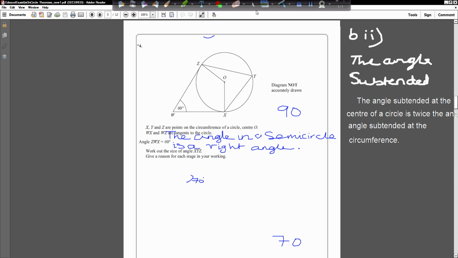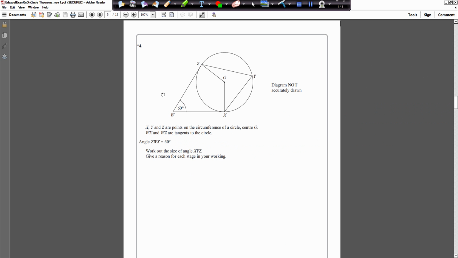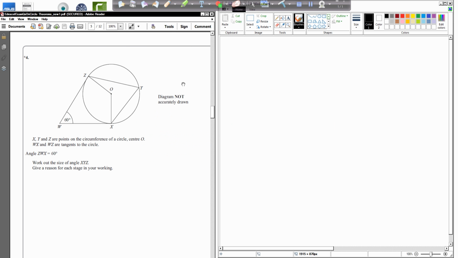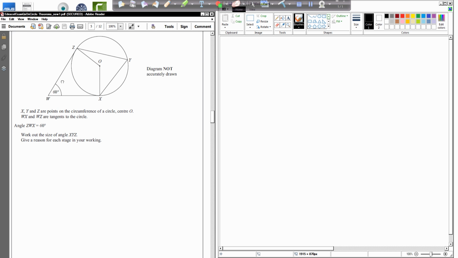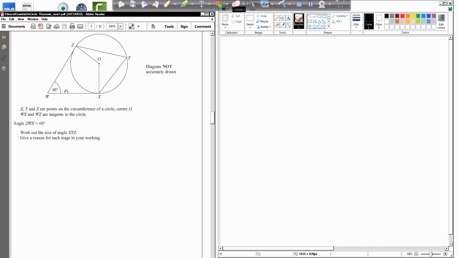Here comes our next question. Let's clear that. Question number 4 is over here, with a star next to it. Diagram not accurately drawn means don't start measuring angles. It's given us here that XW and ZW are tangents which touch the circle at point Z and X. We know that this angle is 60. It asks us to work out the size of angle XYZ.